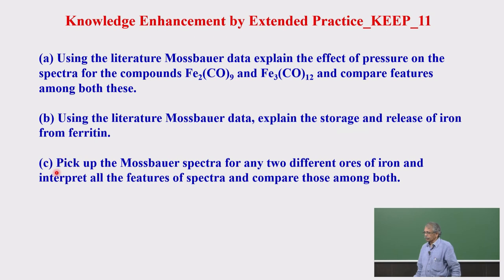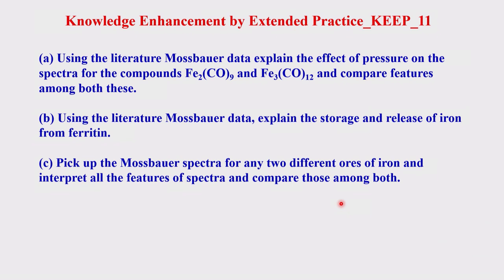Another example I asked explicitly here: pick up Mössbauer spectra for any two different ores of iron, interpret all the features of the spectra, and compare the two. The ores most often are not pure, and they will have several different kinds of minerals present. Every mineral you can address using iron Mössbauer spectroscopy, and then you can assign the ratios, not only oxidation states but also some coordination sphere details and the percentage of each of these.